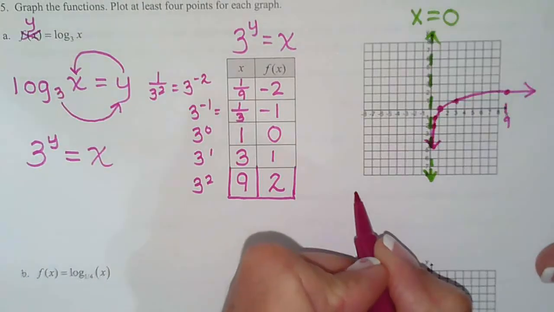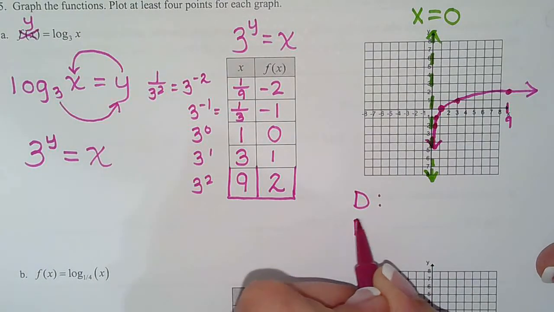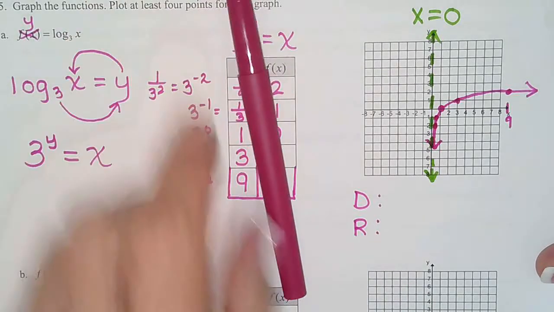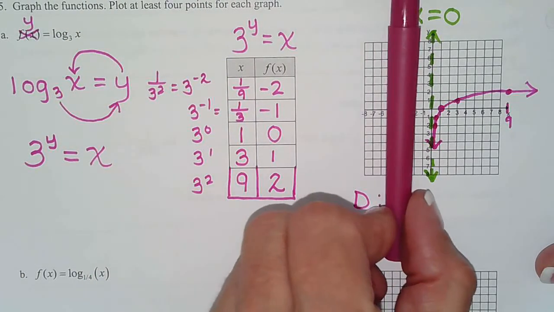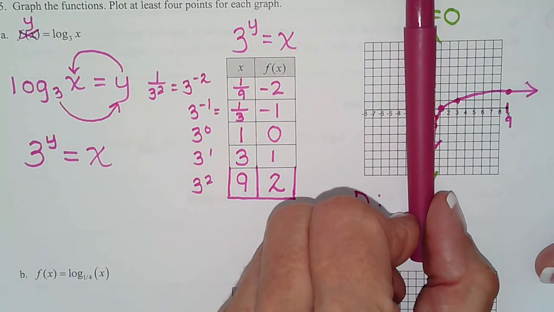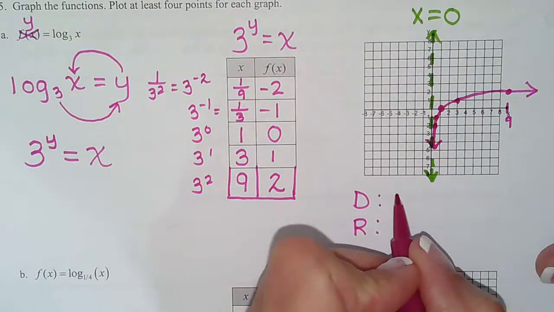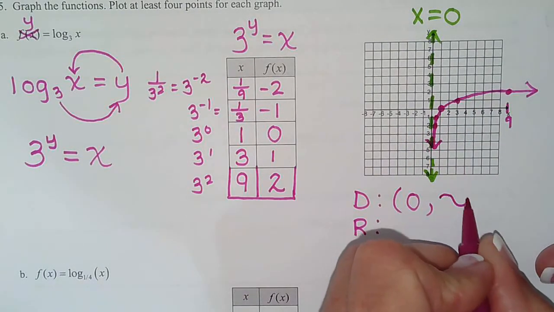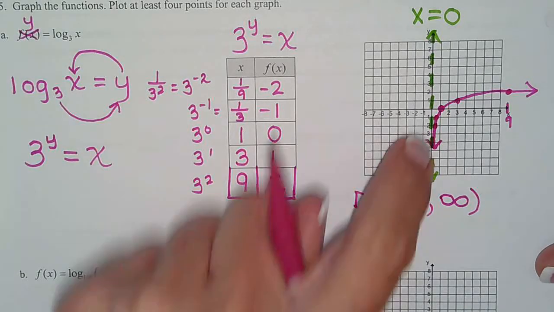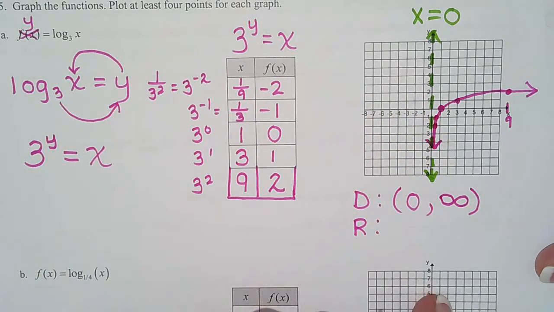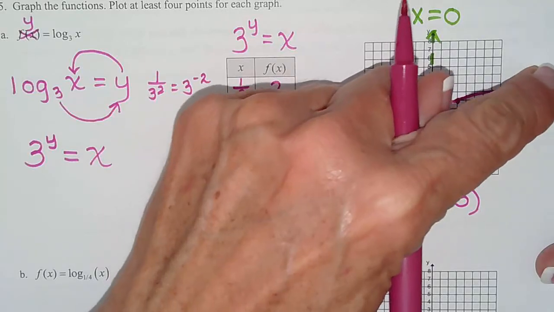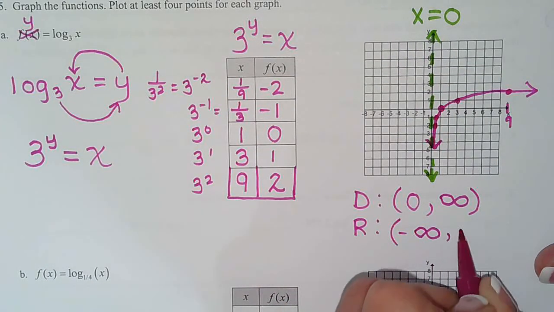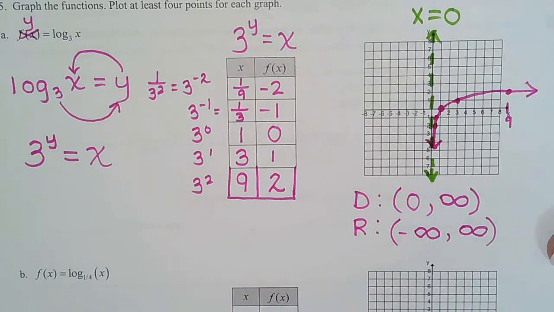So let's go ahead and do domain and range. I always put those on tests. So domain, remember, is left to right. It starts at 0 but never equals 0, so we put a parenthesis and it goes right forever, to infinity. The range, on the other hand, goes down forever, and this is just going to keep going slowly, slowly up forever. So the range is -infinity to +infinity.